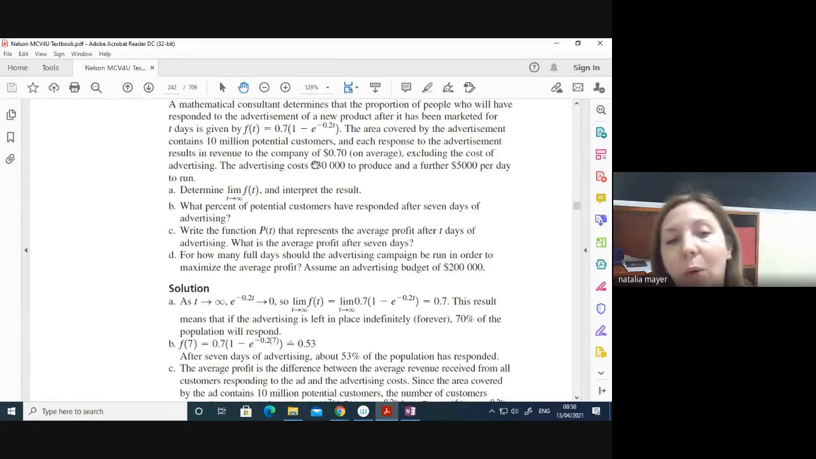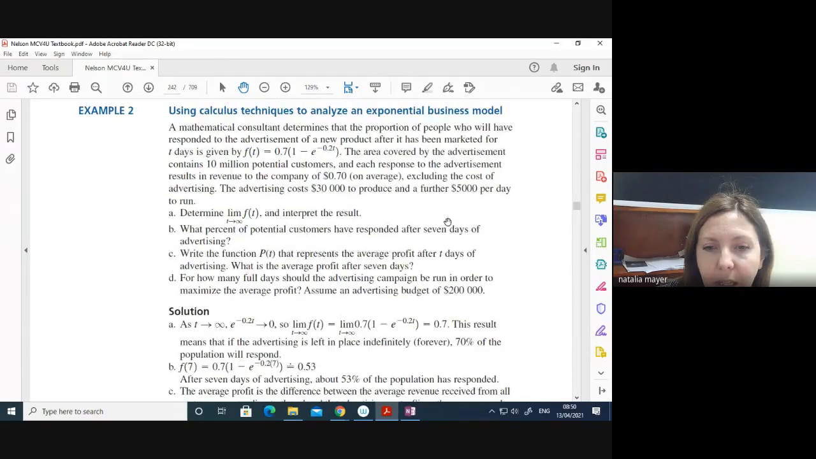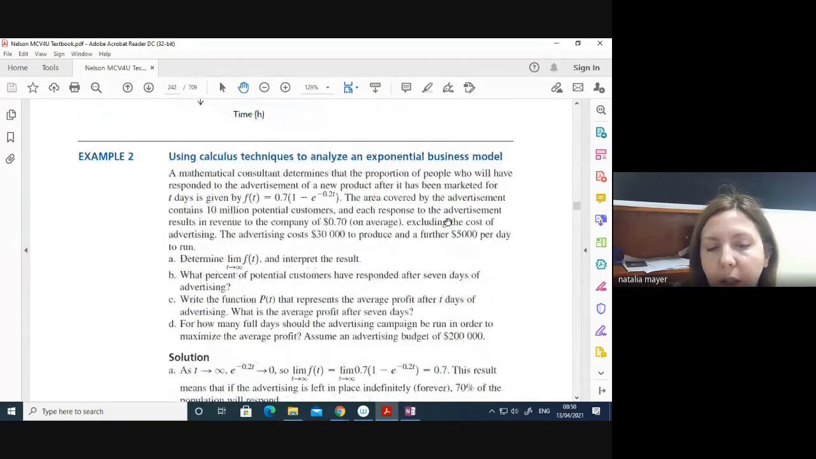Okay, so question B. Question B should be easy. What percent of potential customers have responded after 7 days of advertising, without looking at the solution? What do you think, how do you think we can respond to this question? If the billboard or the ad has been displayed for 7 days, how can we calculate the percentage of people who have responded?